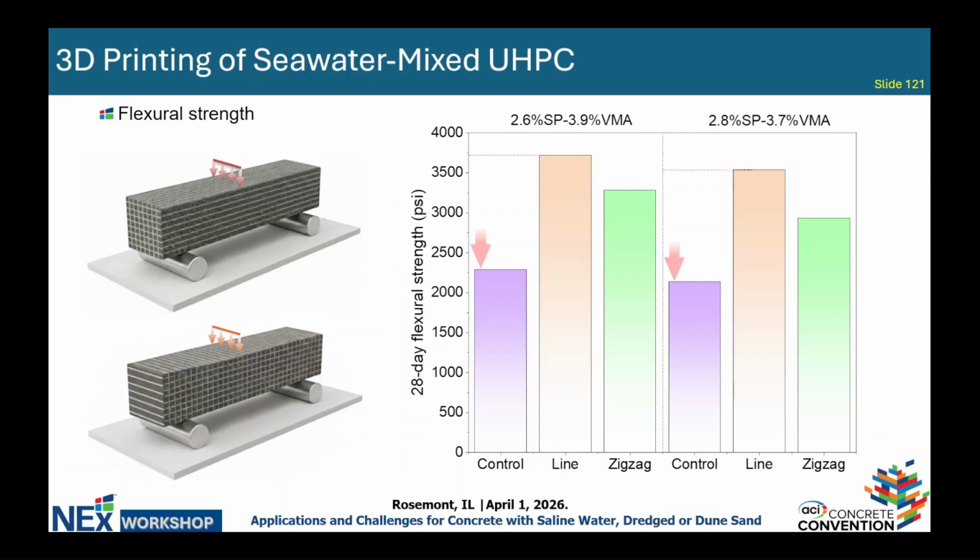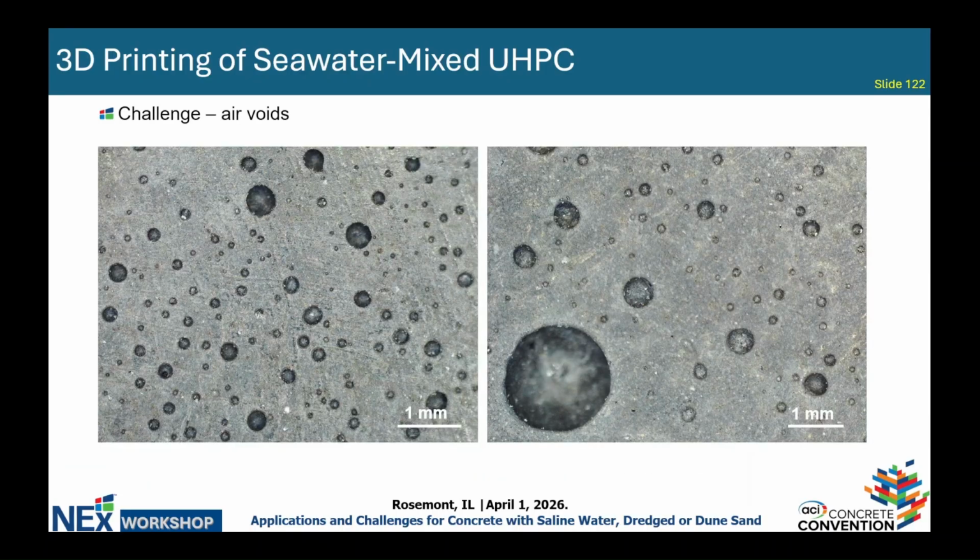We analyzed the reasons for the low strength. A few reasons. First, we didn't use steel fiber. Second, we used high dosages of superplasticizer to guarantee the extrudability and the printability. And related to this is a large number of air voids in the UHPC. So we need to use something to mitigate this, for example, a defoamer. And that's one of our future works.